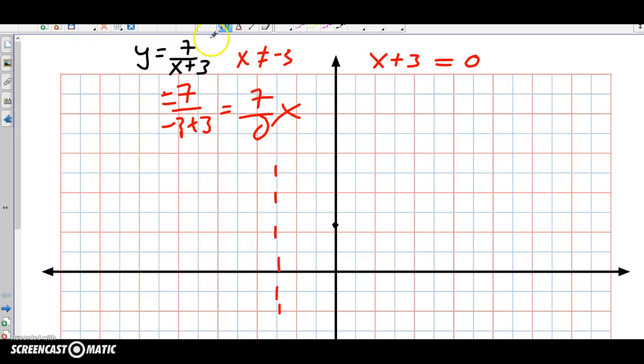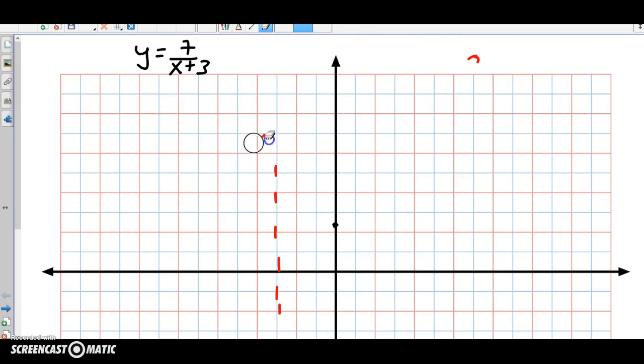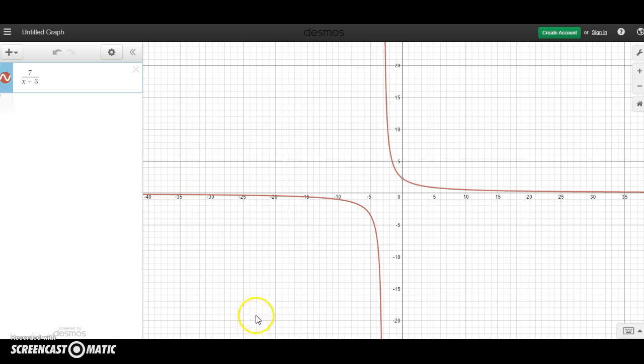Let me clean this up with my eraser, magic eraser. I'll put this in red so you can see a little better. Then let's go back and check Desmos. Am I right? Is it -3? Yes, it is: 1, 2, 3. It's harder to see here, but if you notice, as I approach -3, I get nothing out of this.